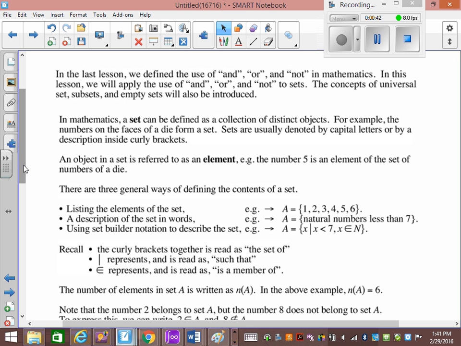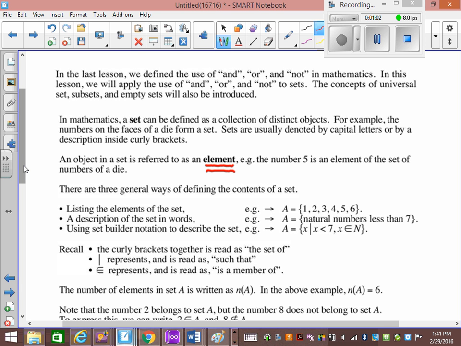An object in a set is referred to as an element. So the number 5 is an element of the set of the numbers on a die. So an element is just like what we listed. Those are all the different numbers. So on a die, the elements would be 1, 2, 3, 4, 5, and 6, right? In the little squiggle brackets.